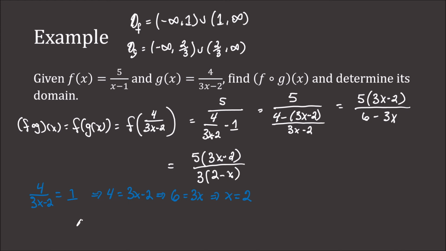So the domain is negative infinity to 2/3, union 2/3 to 2, taking out 2, union 2 to infinity.